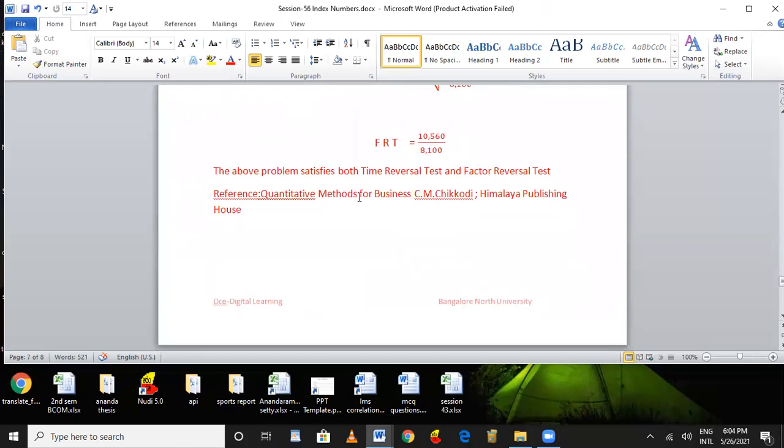So here it satisfies both the time reversal test and the factor reversal test.